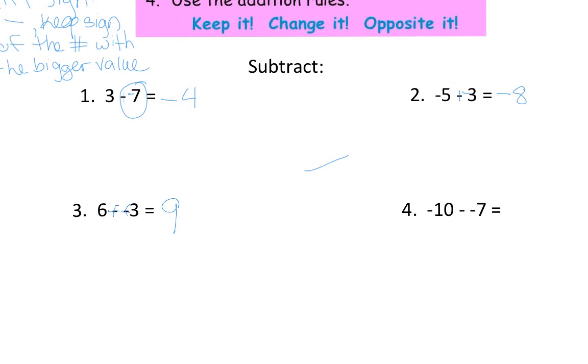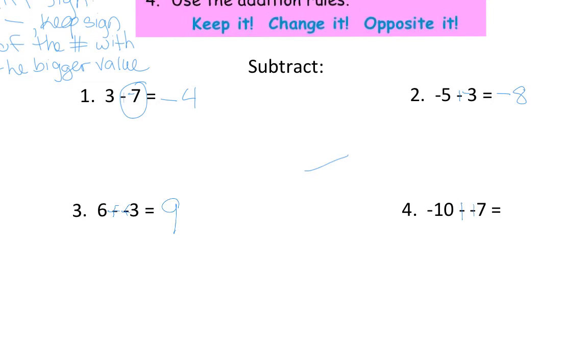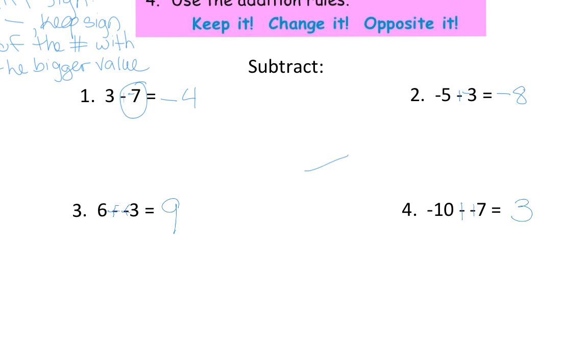One more. Keep it, change it, opposite it. Keep the negative 10. Change the subtraction. Opposite that next number. Because it was negative 7, it is now positive 7. Negative 10 plus positive 7. We have two different signs, following our addition rules. That tells us to subtract the numbers and keep the symbol of the bigger number. 10 minus 7 is 3. And I'm going to keep the symbol of the bigger number. In this case, it's the 10. So my answer is negative 3.